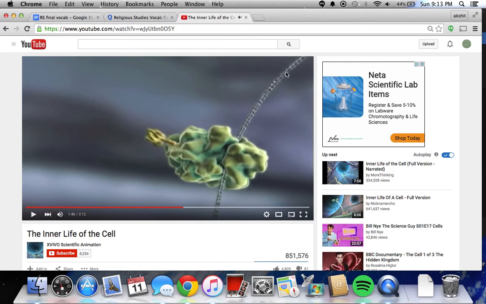Okay, so here is a close-up. We see the mRNA. The ribosomes are going to be here. The mRNA is going to go through, and the ribosomes are going to make the proteins being formed here. So the job of the ribosomes is to make proteins.